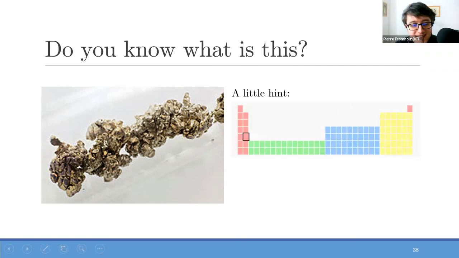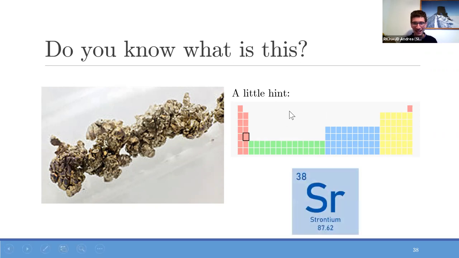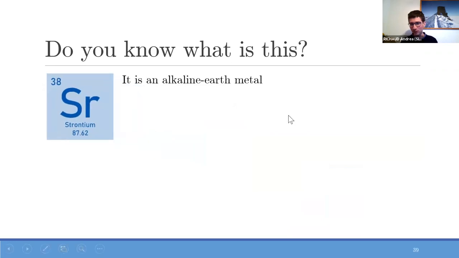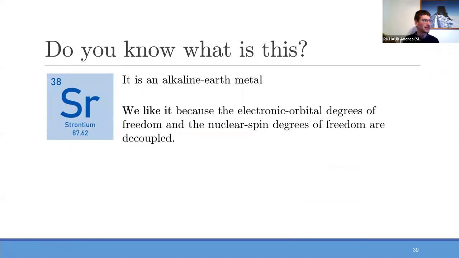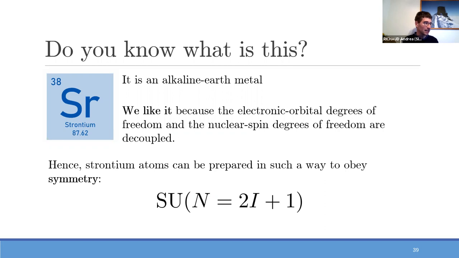A little hint: this is the position on the periodic table. This is strontium. This is a chemical element which is very useful for what I will describe. It's an alkaline earth metal. And we like it because in this element, the electronic orbital degrees of freedom and the nuclear spin are decoupled. So these strontium atoms can be prepared in such a way to obey the symmetry SU(N), where N is 2I plus 1, and I is the nuclear spin of strontium, which I show you in a while.